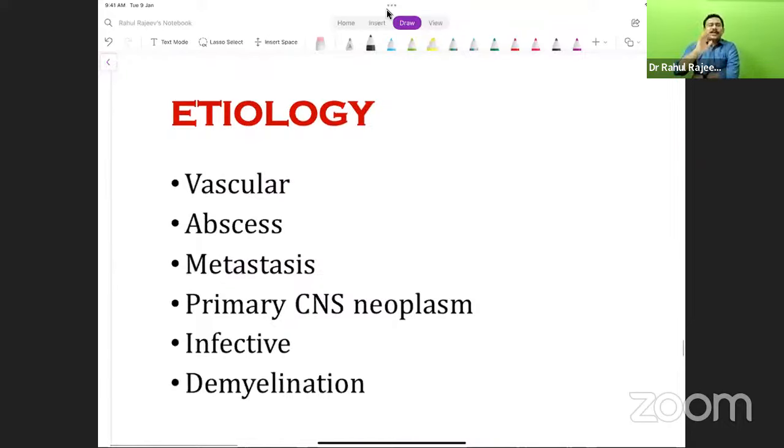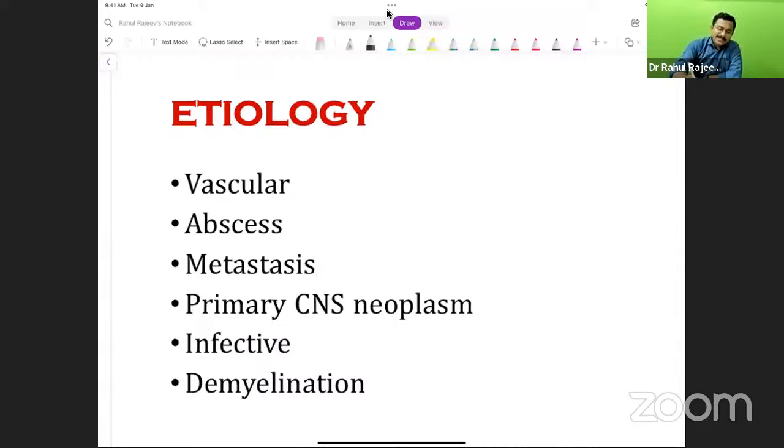So there are numerous etiologies which can produce such a manifestation. I'm just giving you a list of etiologies. You tell me what is the likely etiology that is producing this one. Is it a vascular etiology? An abscess, a metastasis, a primary CNS neoplasm, infective cause or demyelination. Out of this, you are in favor of what?